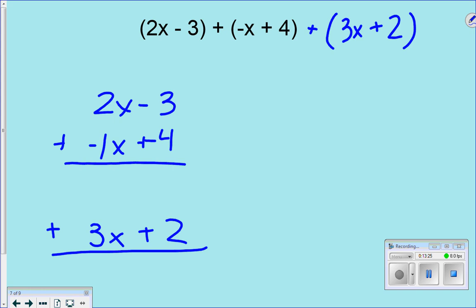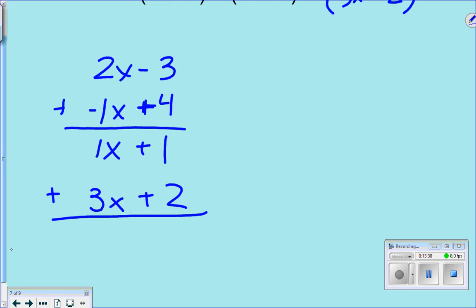Let me check and see if I can do it. Check and make sure. So this would have been 1x. That's a plus, right? Plus. So it'd be plus 1. And then this is my answer. Then I'm going to add that third one. 3 plus, like this? Is that right?